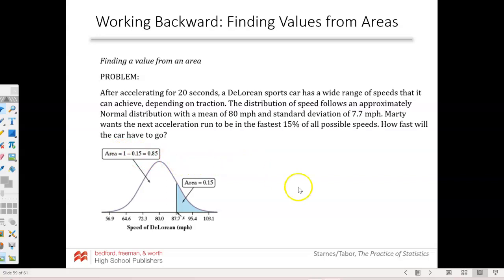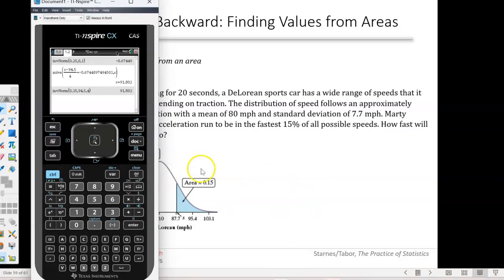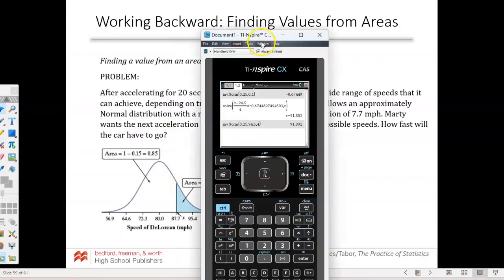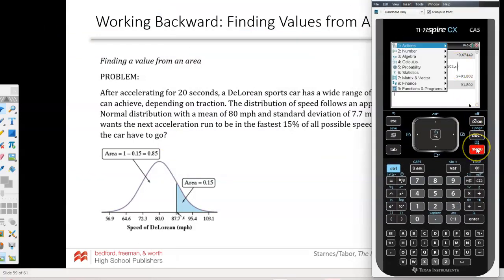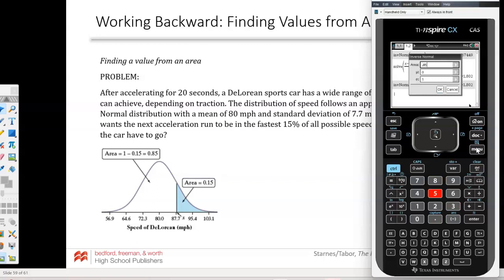Okay, so let's do this in the calculator, right? So let's see. So here we go. We go to the command menu 653. And we get area is 0.85 because it always goes to the left with this command. We're just keeping it in z-score form and say, okay, we know the z-score is 1.03. That looks about right where they drew that, by the way.